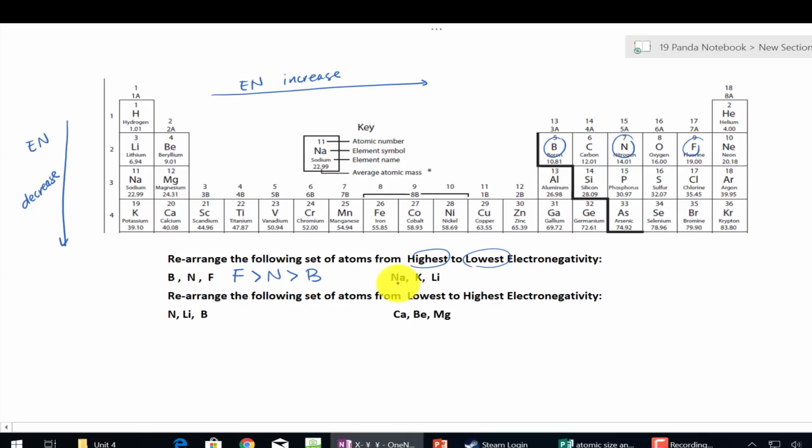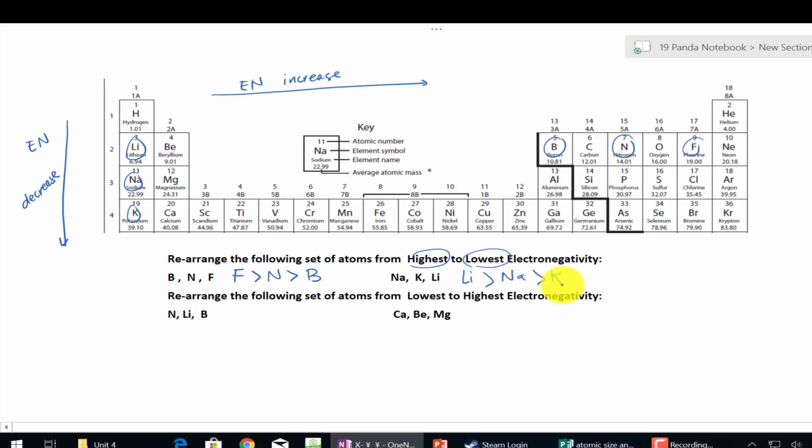Let's try another set. We have sodium, potassium, and lithium. So find where they are. And if you notice, we're looking for the highest first, right? And we know that the trend is to decrease as it goes down. So as it goes down, it will be the lowest. So we wouldn't want the one all the way at the bottom. We're going to look for the one on the top, which is lithium. So lithium would be the highest, because going down it decreases, followed by sodium, and lastly, potassium.